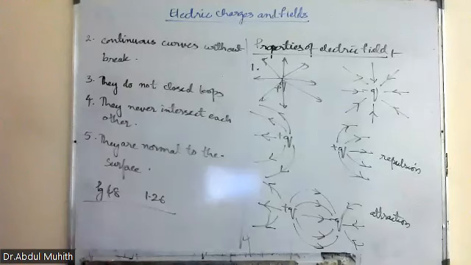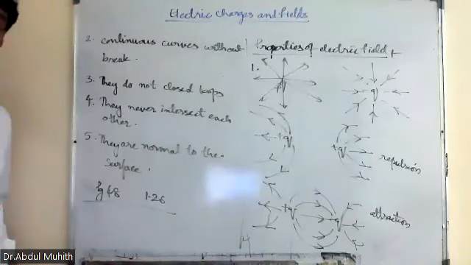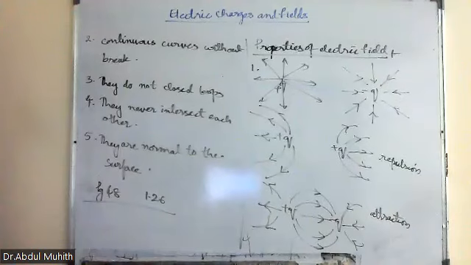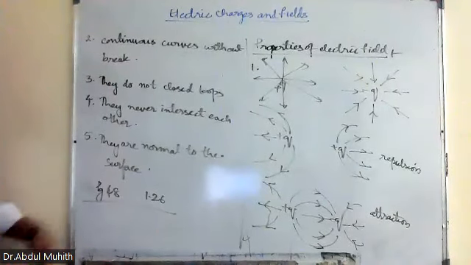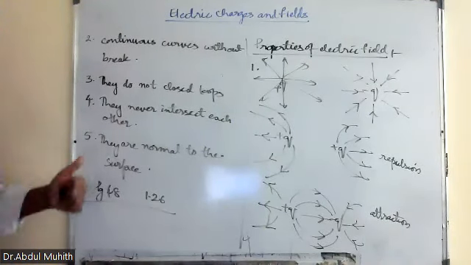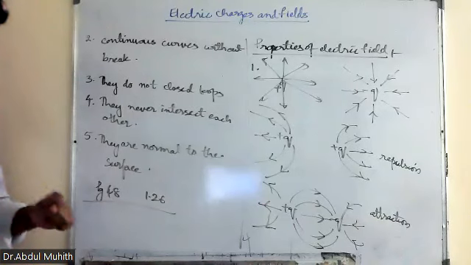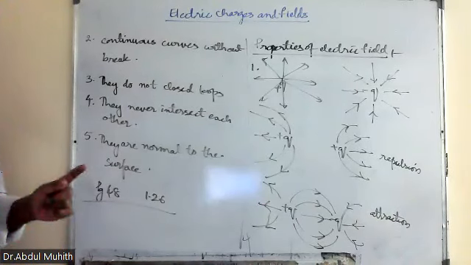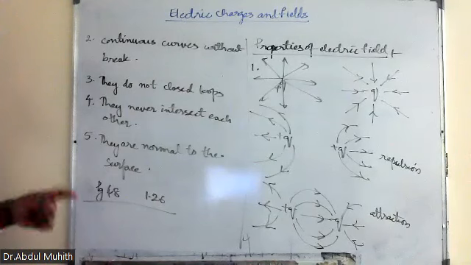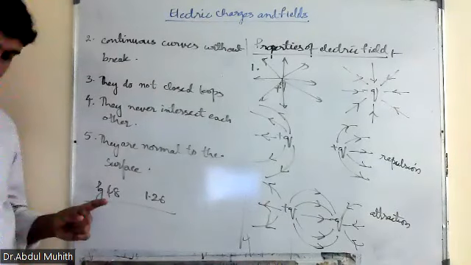Now, here 1.26, the first one. Do you think the first one is correct? No, sir. Why? Because it's not normal to the surface. Very good. So according to the fifth point, we write the reason for that. Write the reason for A: no, that is not correct because the electric field is not normal to the surface. Number one.